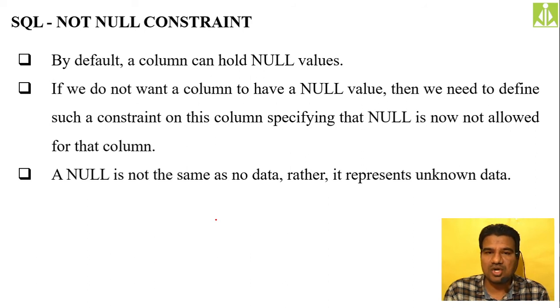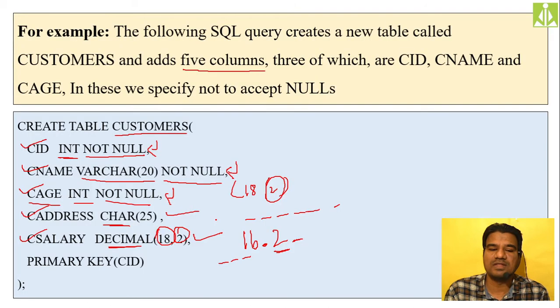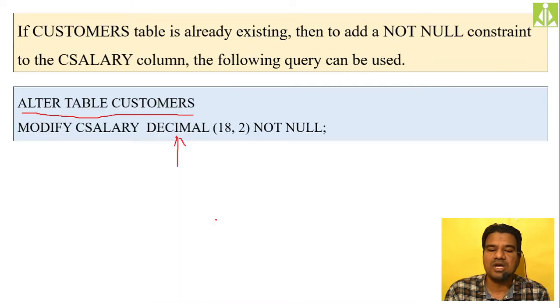And imposing that not null constraint can be done two ways. One, with the help of the create table command. At the time of creation of the table, you can make a particular field not null: after specifying the type, use the not null keyword. Or if the table is already created and you want to impose the not null constraint on a particular column, just make sure that column has all the entries, and impose it using the alter table command. Alter table customers modify C salary decimal 18 comma 2 not null.